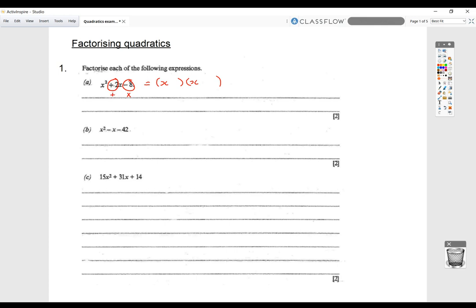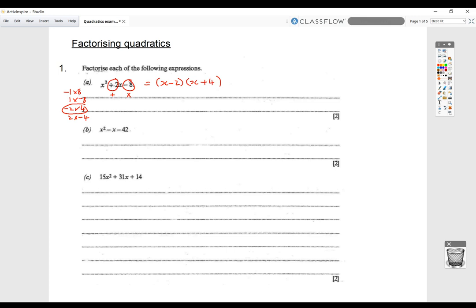If we're looking for numbers that multiply to give -8, they've got to be different signs, such as -1 times 8, or 1 times -8, or -2 times 4, or 2 times -4. Now the pair out of these four that add to give you +2 is the third pair. So the answer would be x minus 2, x plus 4.